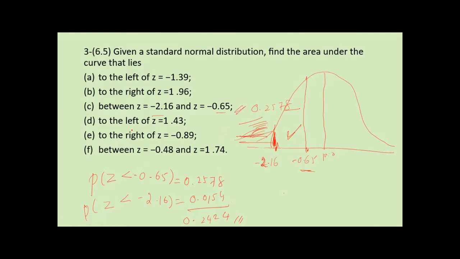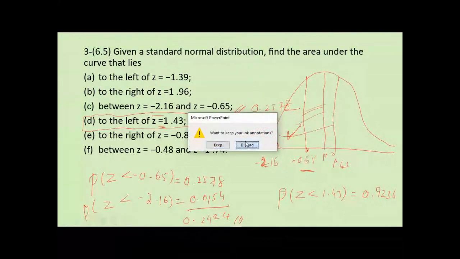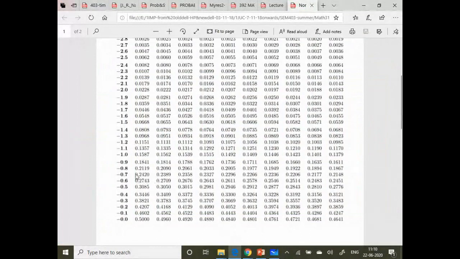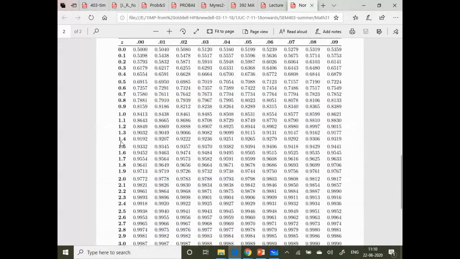See. Now, to the left of Z, it's very easy. Just find it from the table. Question number D I am going to do. This is a positive value of Z, so it will be on the right side somewhere here. 1.43 to the left. Directly from the table you will get the probability of Z less than 1.43. Go to 1.4 in the positive page and 0.03 at the top. I am writing the answer here, which is 0.9236. We will verify this one for question D. Z less than 1.43: positive values, 1.4 here, and 0, 1, 2, 3 here. 0.9236. This is the answer. Okay, we have done this one.